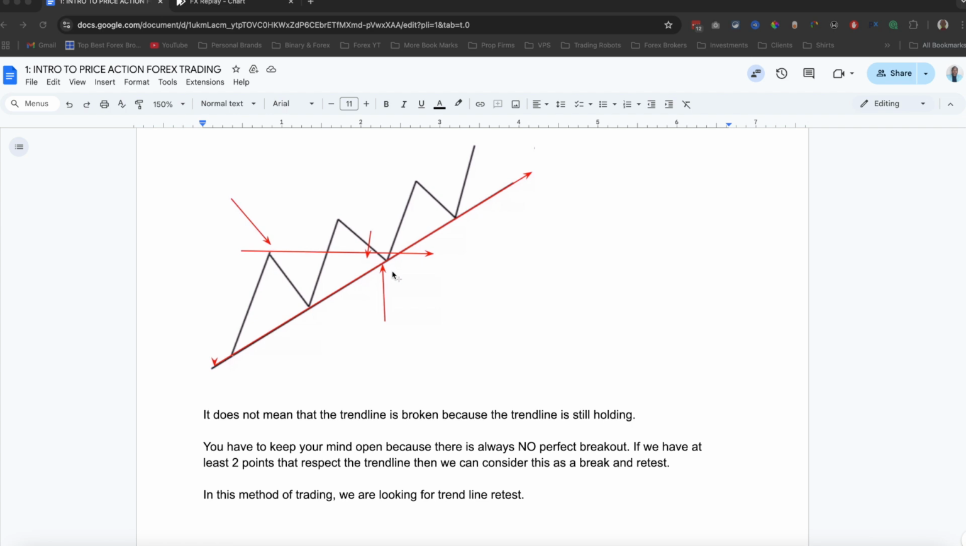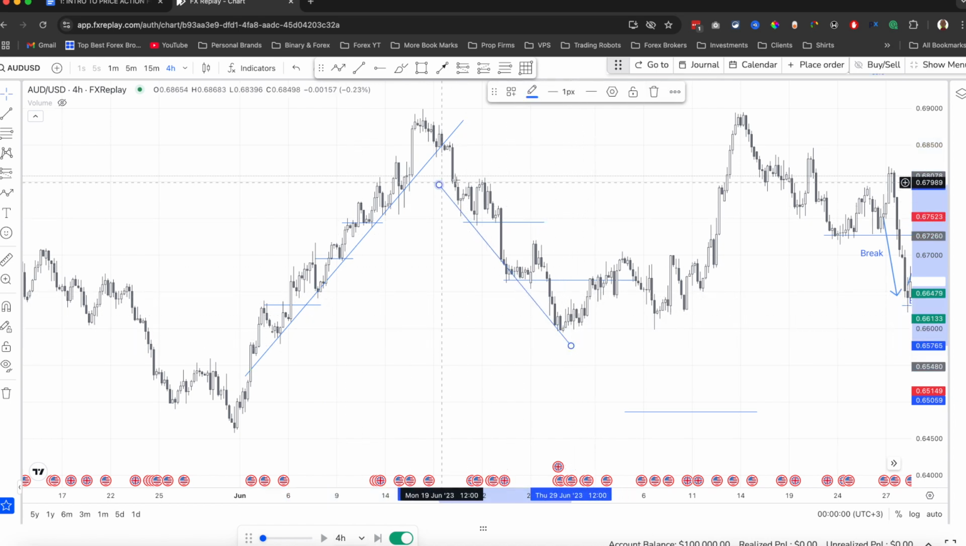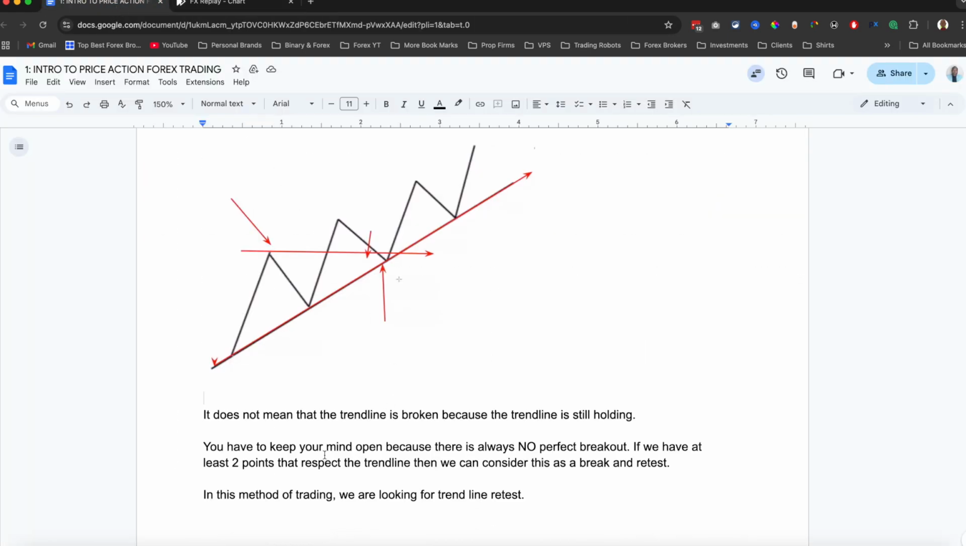So if it breaks a little bit here, then we still term that as a hold of the trend line. You have to keep your mind open because there's not always a perfect breakout. Many times you'll find that there is no perfect breakout, like we saw somewhere here. That was a slight break. As you can see here, there was another slight break. If we just touch it here, there was a slight break of this trend line. Okay, so that's why we say there is not always a perfect breakout, right?